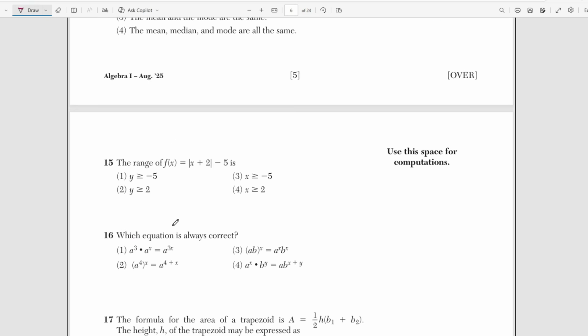Number 15 asks us the range of f of x is equal to the absolute value of x plus 2 minus 5 is what?